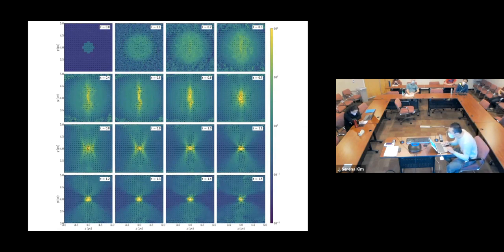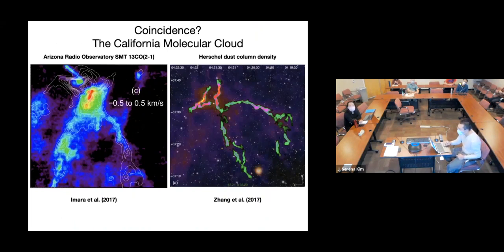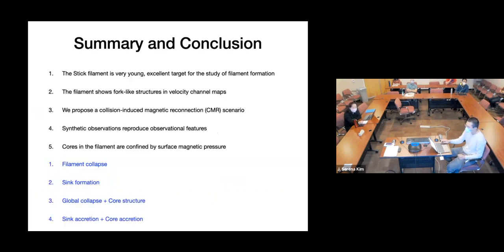And this answers the earlier question. This is just another interesting thing: when I was talking about that interesting X-shaped structure, I remember a couple of years ago we were using the Arizona SMT telescope to map the California cloud. We also saw interesting X-shaped molecular gas in the California cloud, and that was a paper led by Nia Imara. So I don't know if that's a coincidence or maybe we can further study that. That's an interesting coincidence, maybe.